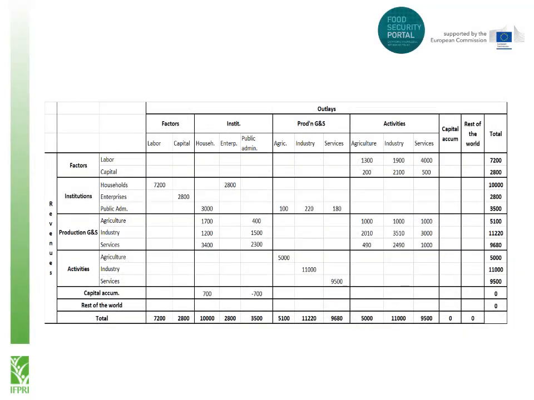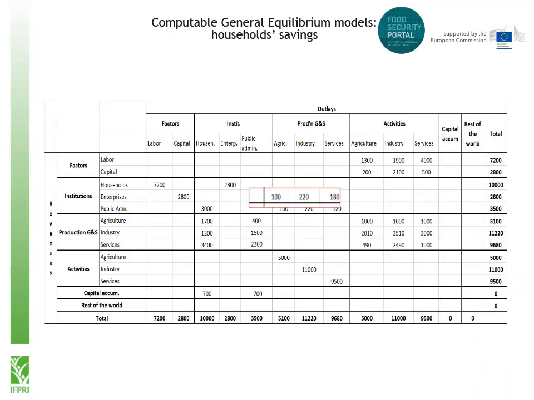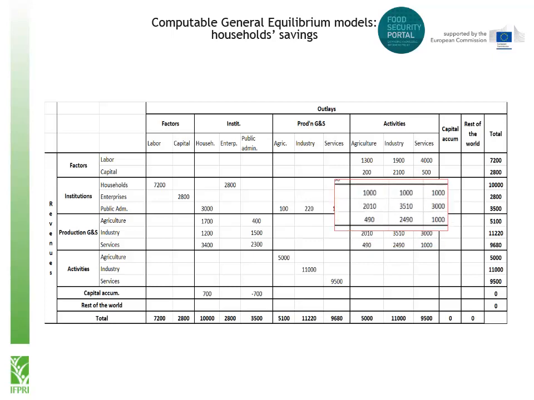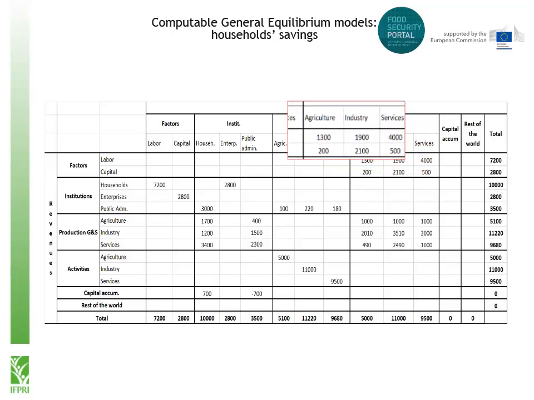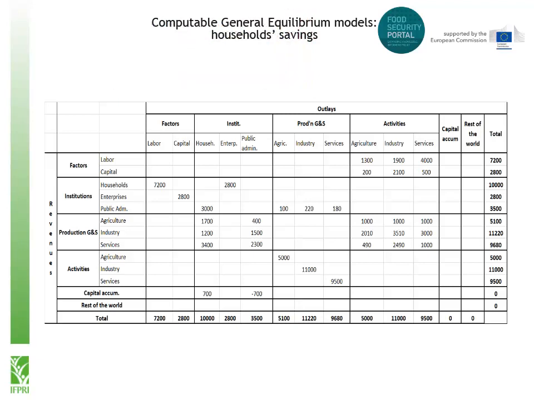So here is the new social accounting matrix related to this new computable general equilibrium model with household savings. Let me focus on the modifications as compared to the previous social accounting matrix. So you've got production in agriculture, industry and services. You've got indirect taxation in agriculture, industry and services. You've got a matrix of intermediate consumption. You've got a matrix of remunerations of productive factors, labor and capital, in agriculture, industry and services.